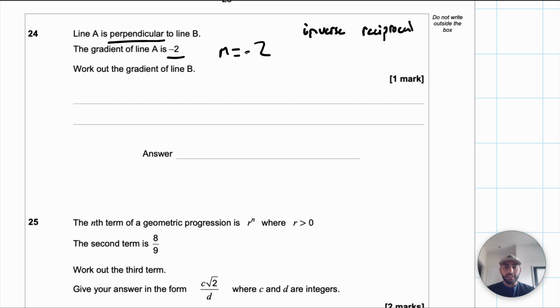The inverse of negative will be positive, so I need a positive number. And the reciprocal of 2, if I wrote 2 as a fraction, it'd be 2 over 1. The reciprocal just means I need to flip that over. So it would become positive 1/2.